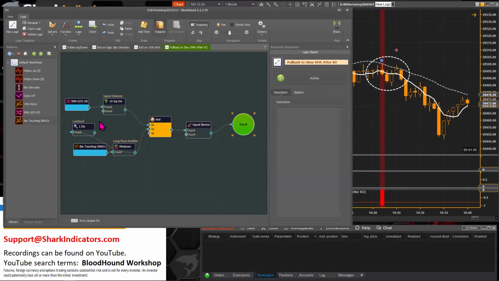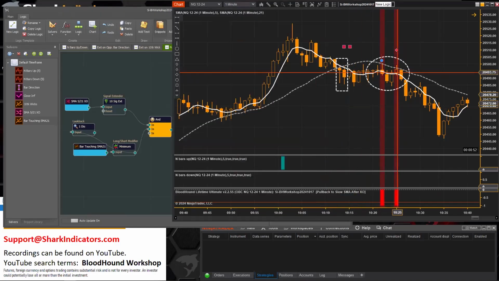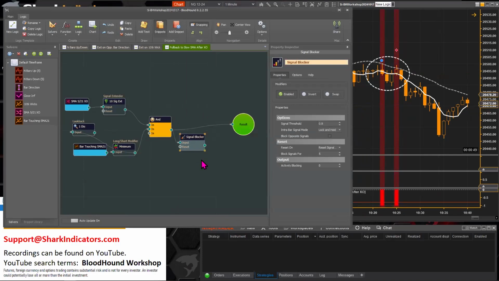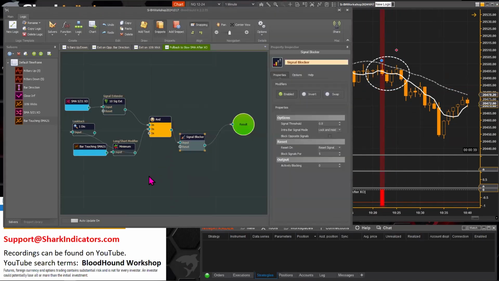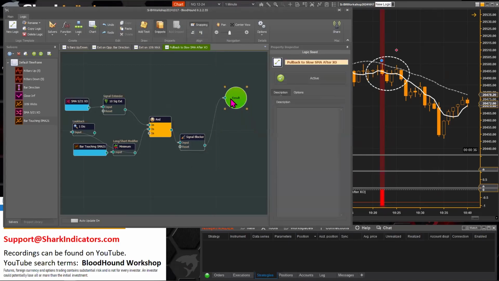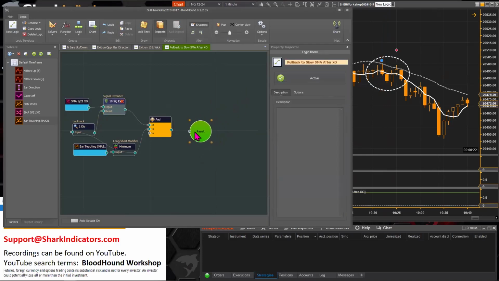So if I disconnect our reset, there you go. We have our two signals, and then I could have just thrown in a signal blocker and been done with it. That's the quick and dirty way to do it. The proper way would be, as I showed you, to turn off the signal extender. That's really the proper way of doing it, but either one will work.